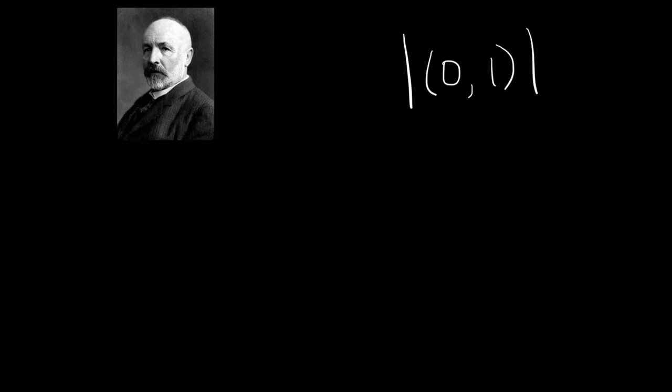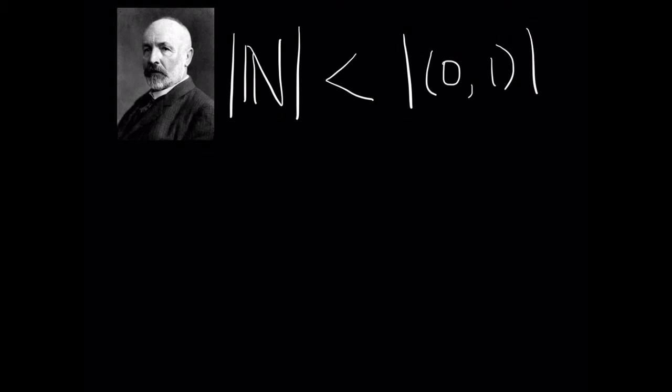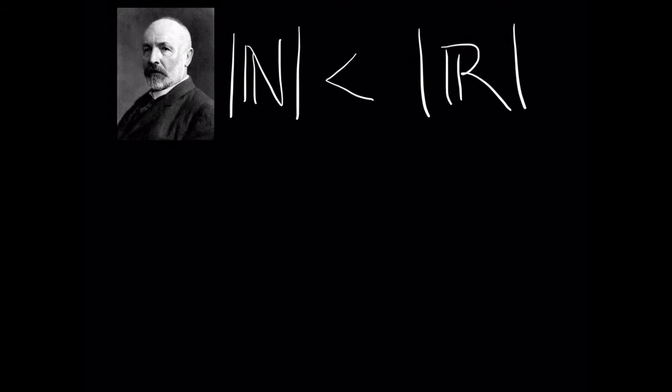And what does it really mean? Well, at the end of the day, what it means is that the interval from 0 to 1 has a larger cardinality than the natural numbers, and really then means that the real numbers have a larger cardinality than the natural numbers.